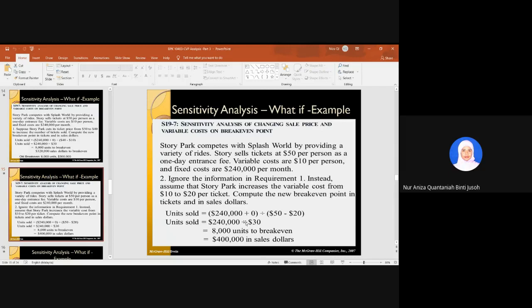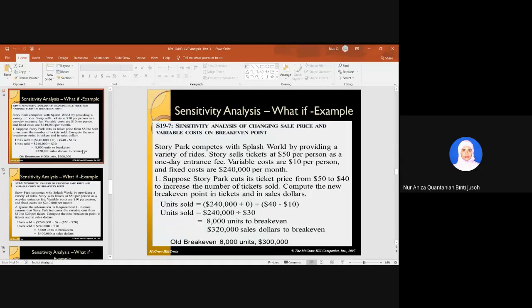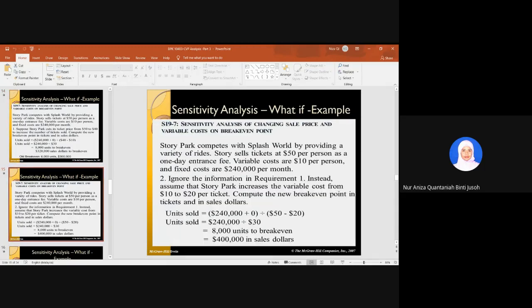Okay, so the fixed cost does not change, so 240,000 divided by 30. So you will get 8,000 units to break even. But in terms of sales dollars, the amount is different. Here, if you reduce the sales price, the sales dollars to break even will be 320,000. But if you increase the variable cost, the sales dollars to break even is $400,000.